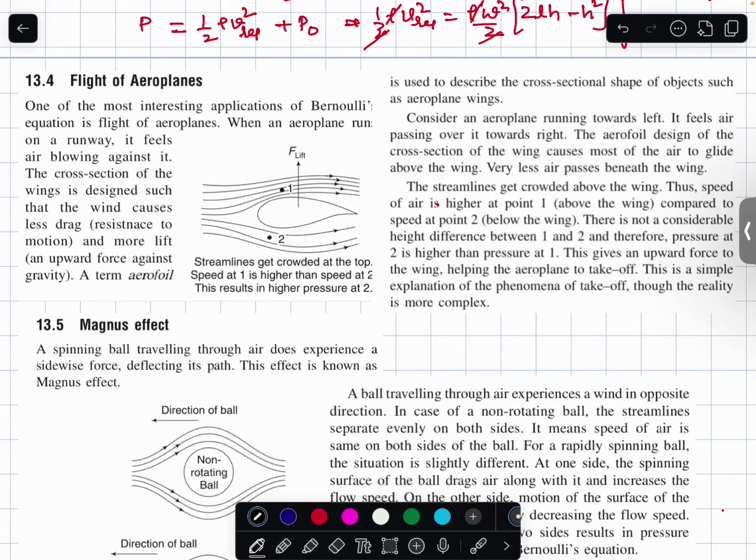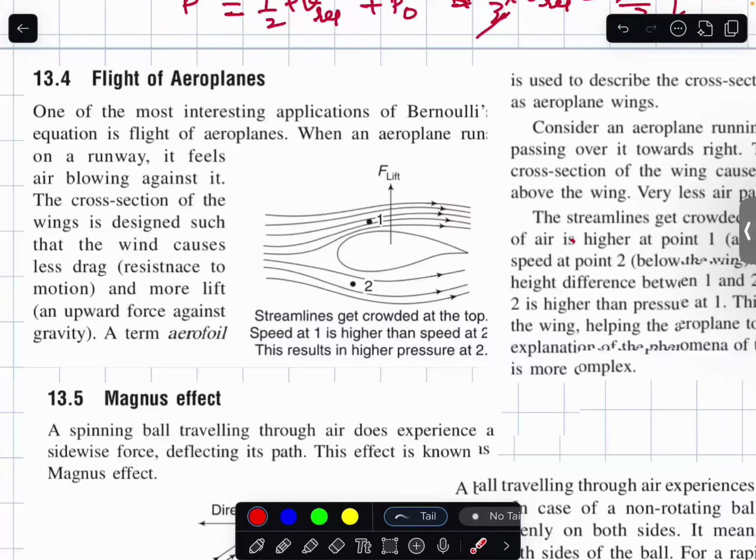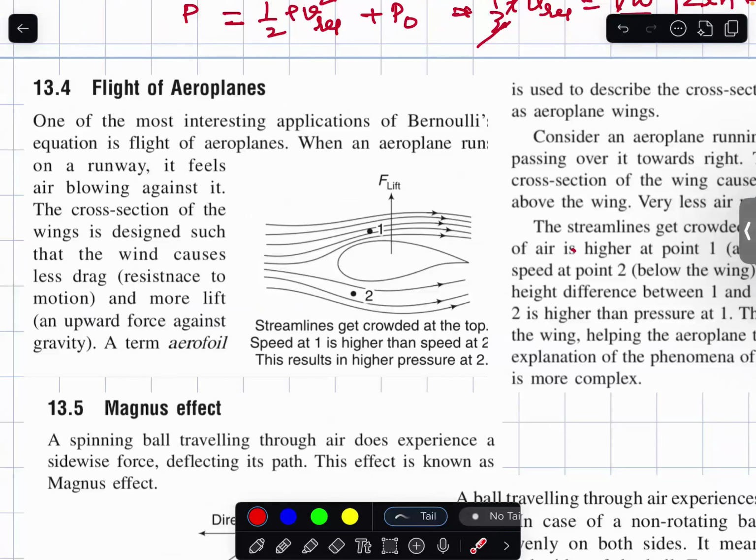You can see the wings of the aeroplane are like the wings of the bird. For the aerodynamic structure, it is designed like that. What is happening? I'll try to explain. When the aeroplane is moving, you can see the streamlines of air around the wings, above and below, basically. What is that you have noticed?